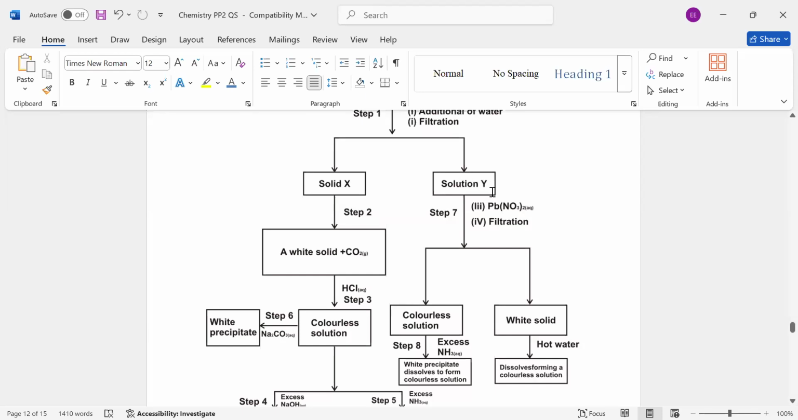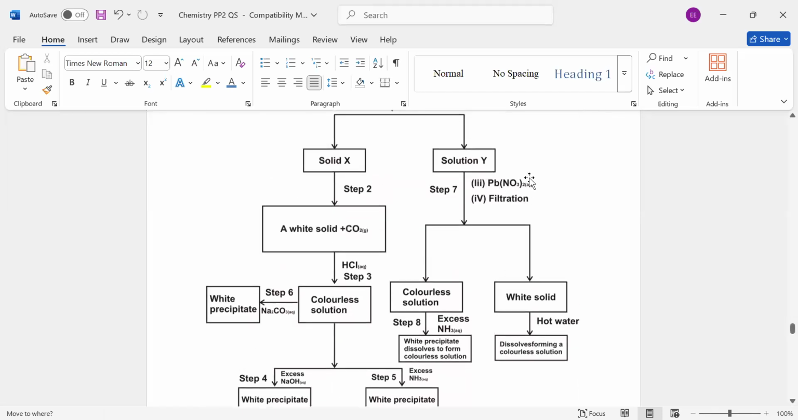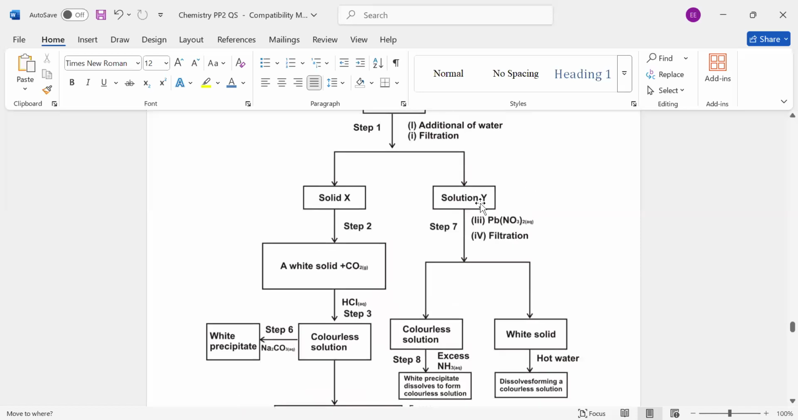This solution Y contains an ion, which can be the cation or anion, but I believe it's the anion because this one's already lead here, that will form a precipitate with lead. It tells you that solution Y contains something that when added to this lead will form a precipitate. Quickly, which lead salts are insoluble? Let's save time.